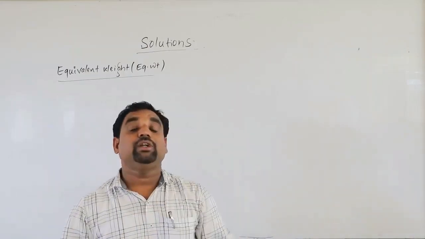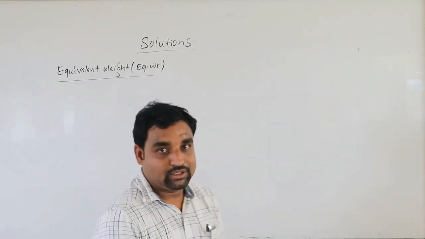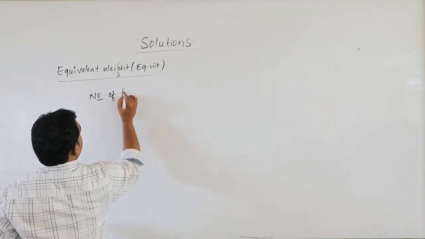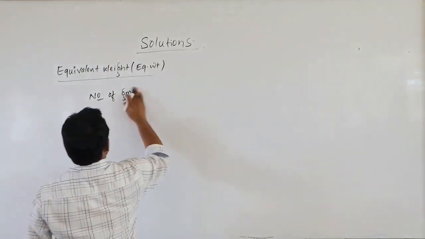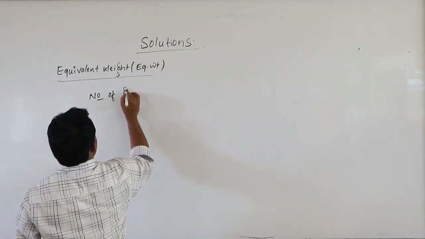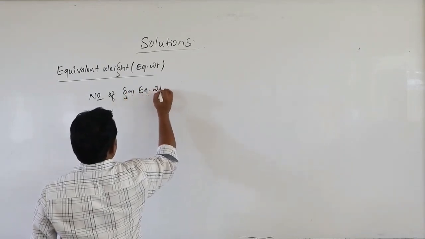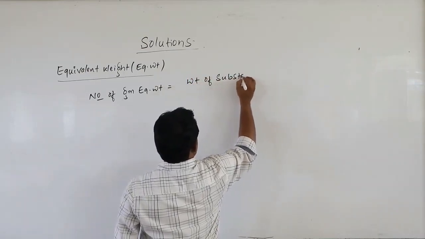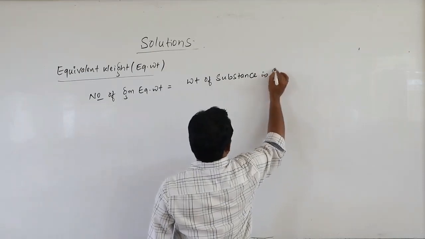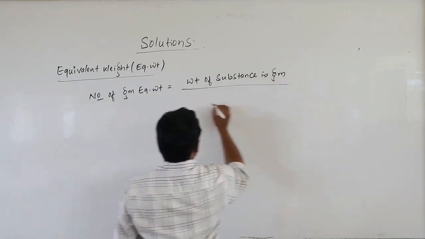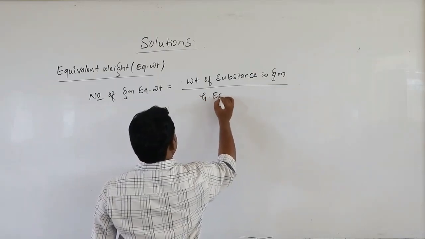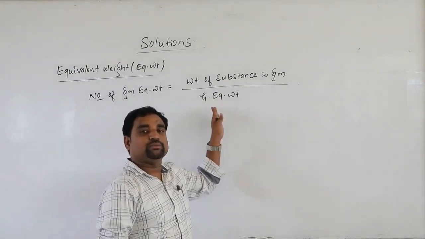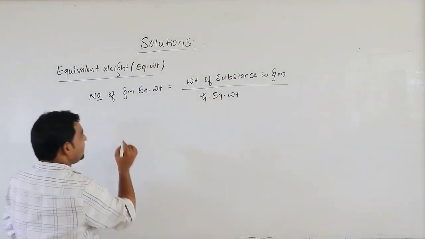How to calculate the equivalent weight of the different substances? Now we'll discuss that. The number of gram equivalent weight is equal to the weight of a substance in gram divided by gram equivalent weight. What is the meaning of the gram equivalent weight? It means equivalent weight expressed in terms of gram. That's it.